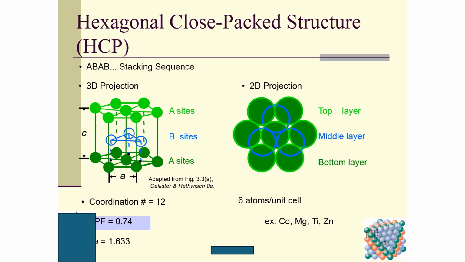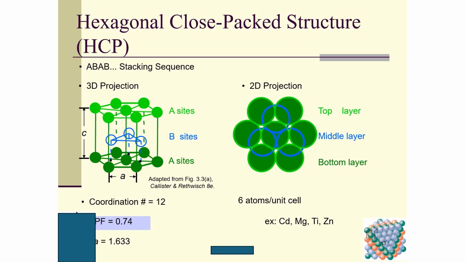And then we are going to talk about the fourth crystal structure. This is a special one. This is called the hexagonal close packed structure, HCP. So you can see this one is different.